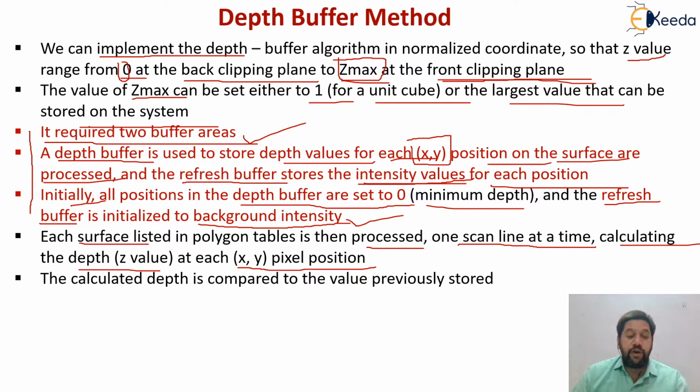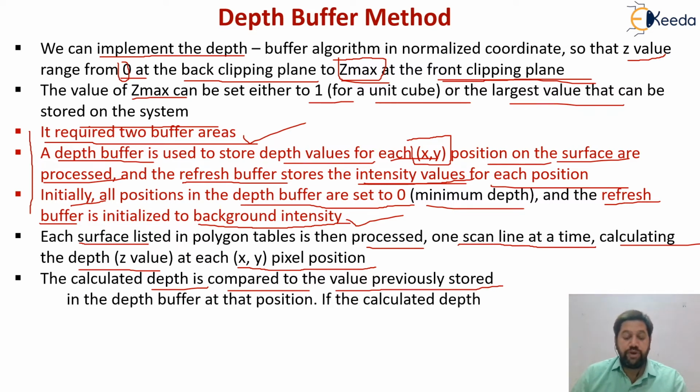Now the calculated depth is compared to the value previously stored in the depth buffer at that position. Initially, what is the depth buffer value? It should be 0. Now I'm processing one polygon whose z value is, suppose, 10. The initial value at that position is 0, so the calculated value is 10.